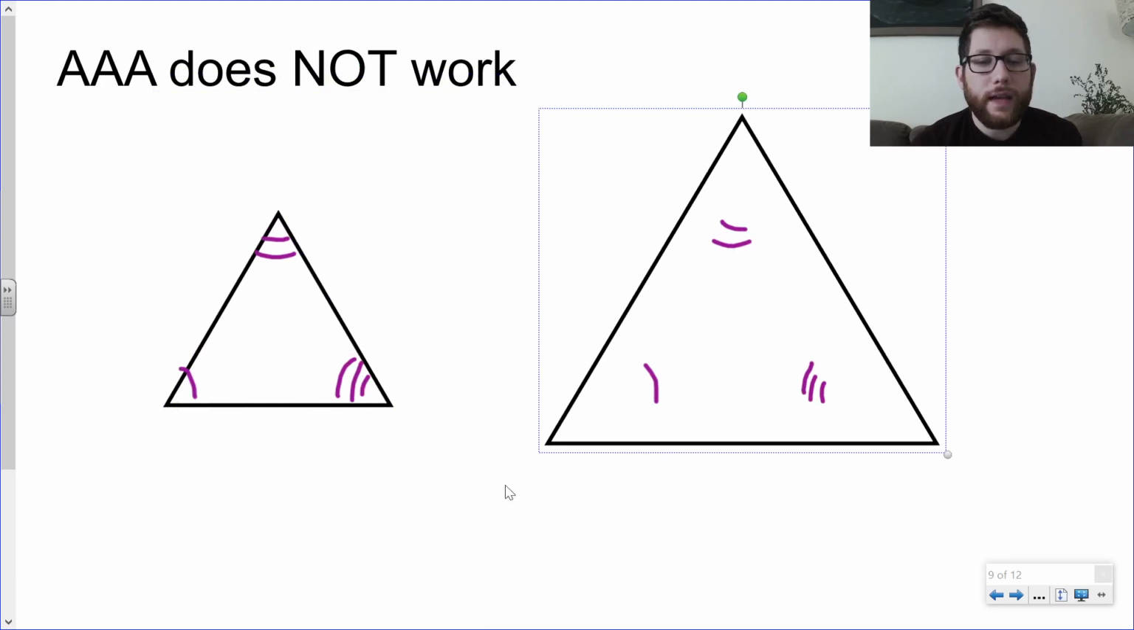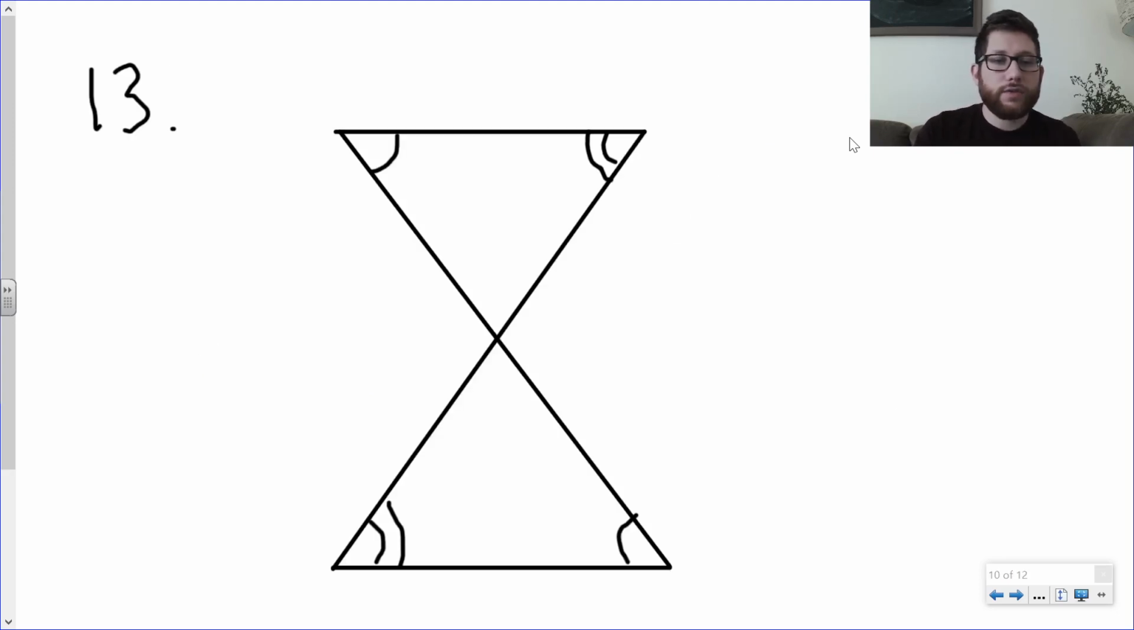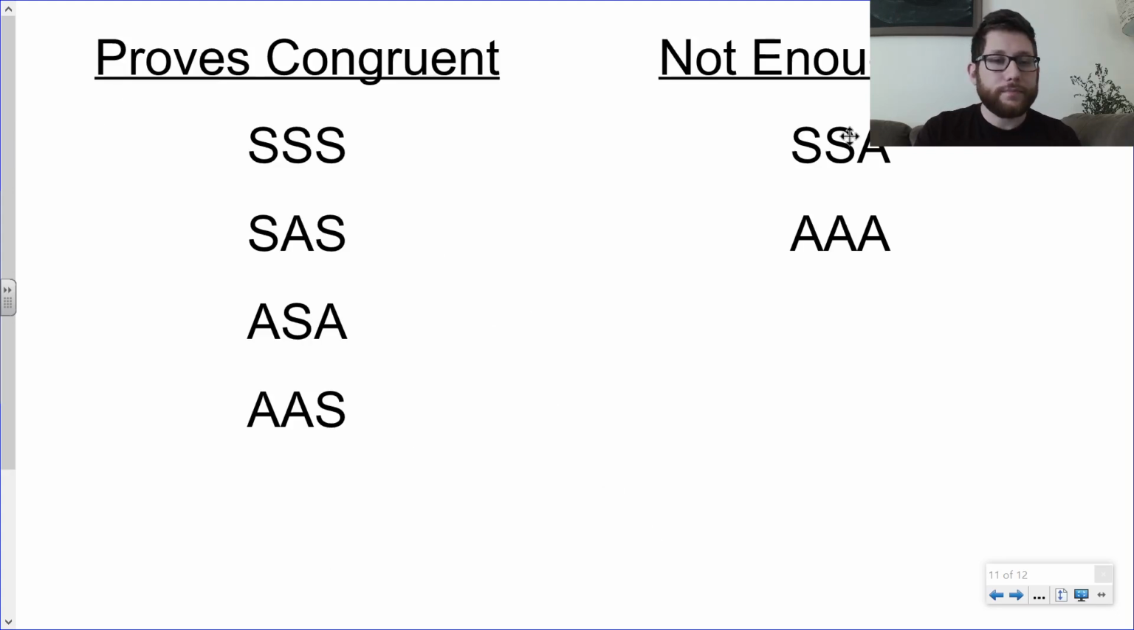But if at the end of the day my triangle is bigger, that's still going to give me angle, angle, angle, only with a larger triangle. So angle, angle, angle does not work because it doesn't restrict the size of the triangle. So you end up with similar triangles, which we'll talk about in a few weeks, but you don't necessarily have congruent triangles. So here would be an example of an angle, angle, angle.